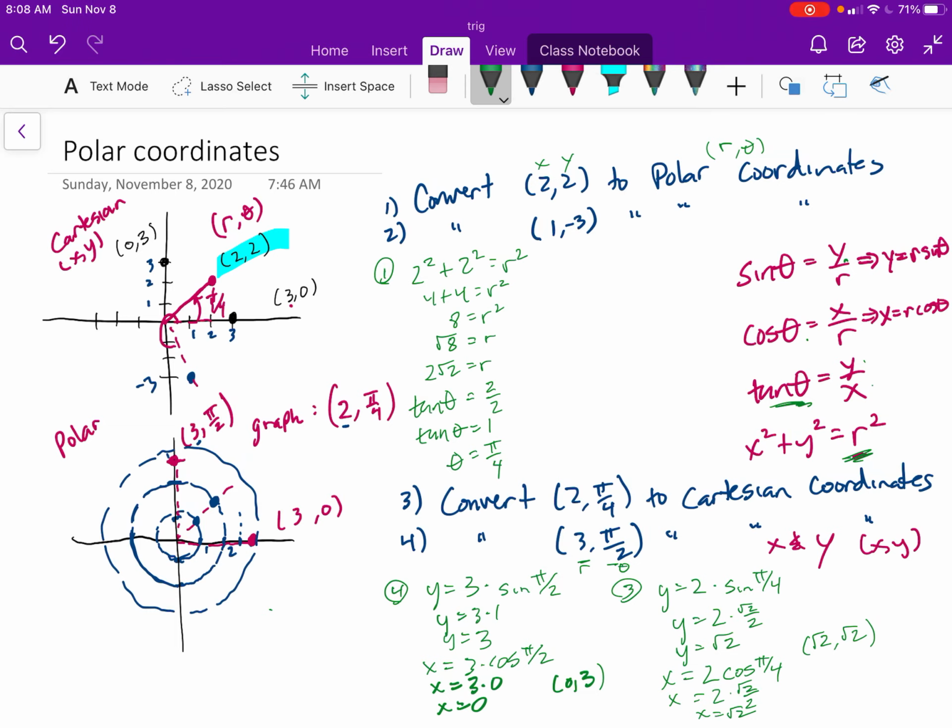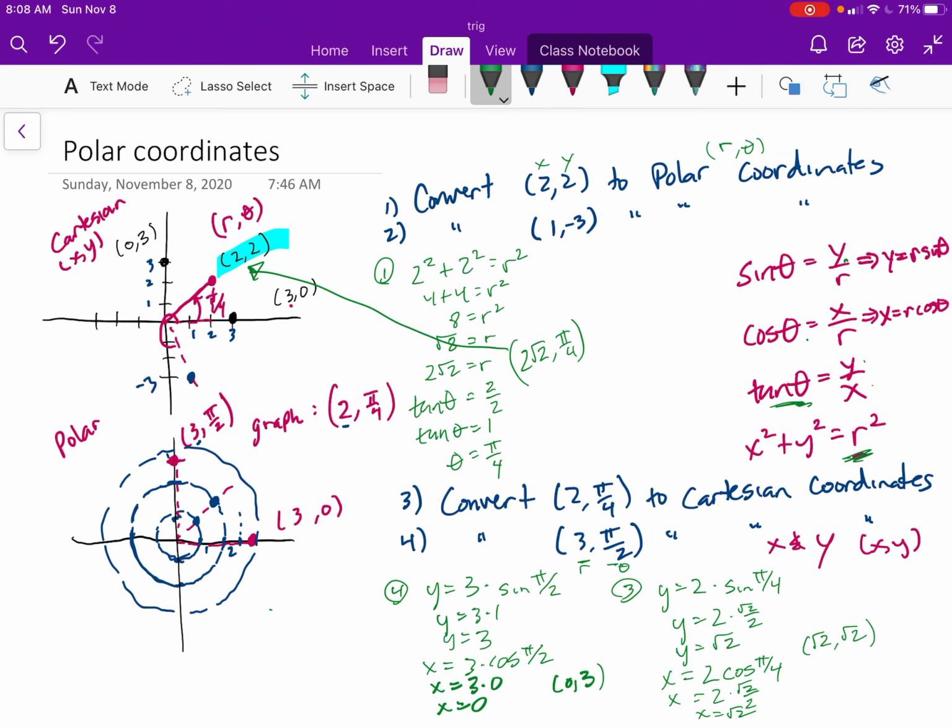So 2, 2 as a polar coordinate then is r comma theta. So we get 2 radical 2 comma pi over 4. Okay, that is our answer. That is equivalent to that point in polar coordinates.